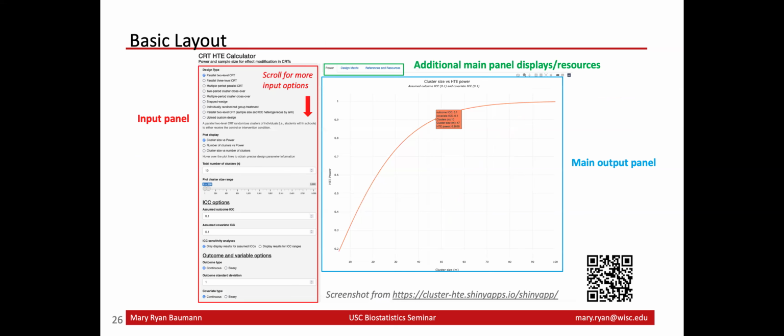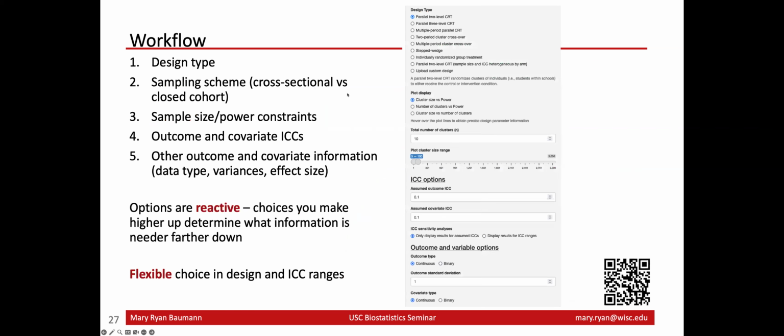It shouldn't be all that surprising. You can scroll for more input options. Your main output is this power plot that will change depending on the plot display that you choose. And then you have other additional main panel displays that you can choose from. The way we set up this workflow is to mimic how you would think of the design parameters when doing this by hand, where the choices you make for the inputs up top are going to filter the choices that you have to make for inputs down below. So those options are reactive to your choices.